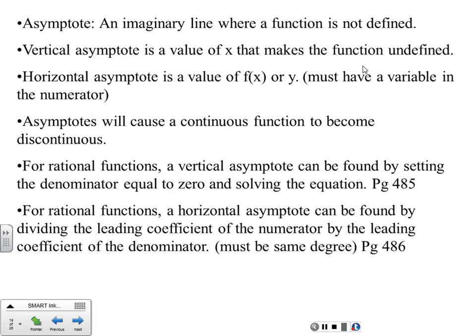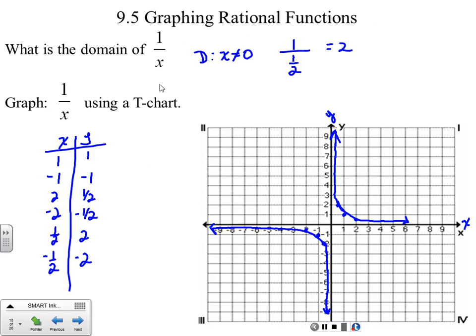So this is what I'm going to ask you to do. I'm going to ask you to, number 1, find the asymptotes, okay? And again, I already told you asymptotes is an imaginary line where a function cannot be defined. So, your vertical asymptote is the value of x that makes the function undefined. In other words, to find your vertical asymptote, which way is vertical? This way is vertical, okay? To find your vertical asymptote, what you're going to do is you're going to find your domain. Basically, take your denominator and set it equal to 0. That's going to be your vertical asymptote.